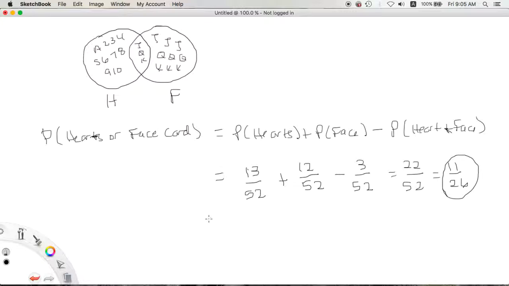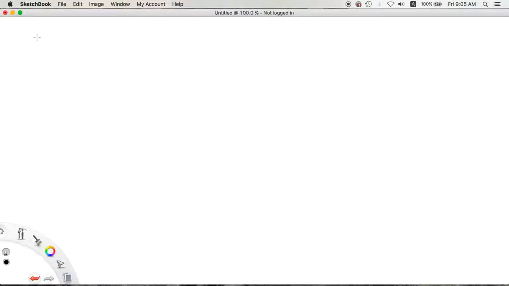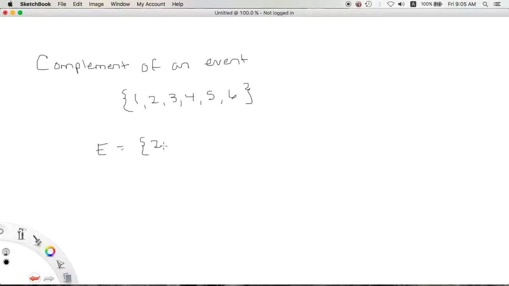There's one other little definition I want to go over while we're talking, and I want to tell you about the complement of an event. The complement of an event is its opposite, everything else in the sample space. So for example, if I roll one die, this is my sample space. If I have an event and it's the evens, then its complement, which you write with a little prime here, would be the odds.